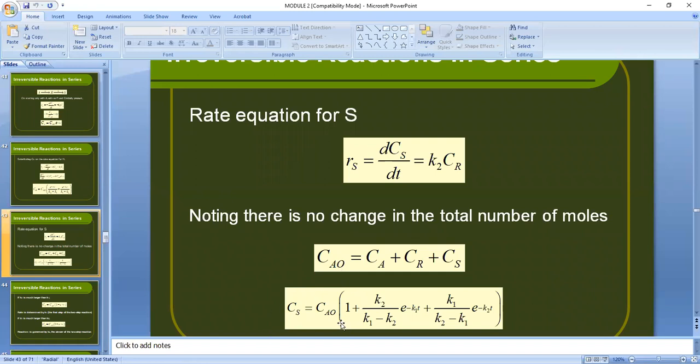Now, if you do that, class, this is your formula for the C sub S. We just take the formula for Ca in terms of CAO. We take the formula for Cr in terms of CAO, K1, and K2 also. And you'll be getting the C sub S. Okay, so this is your formula for that. Now, you just transfer the Ca there together with the Cr. You will be getting the C sub S here.